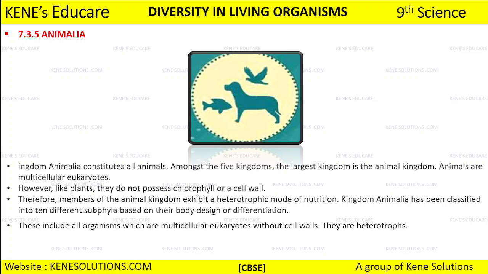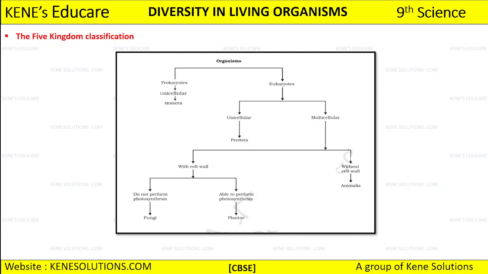Now, whenever you start studying about any of the kingdoms, you need to go through the charts which have been given here. So this is the five kingdom chart. Other than that, you will see that for Kingdom Plantae there is a chart, and for Kingdom Animalia also there is a chart which has been given. So whenever you start studying, you have to go through that, okay?